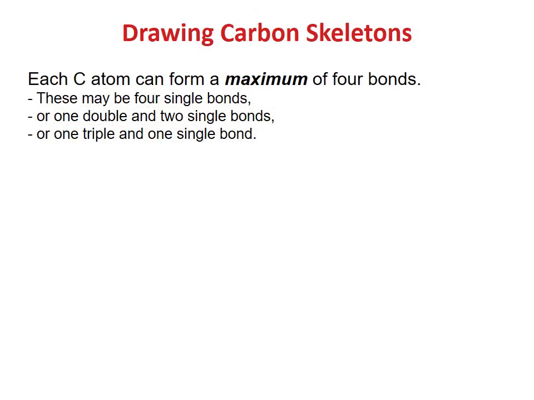When drawing carbon skeletons, you need to be aware that each carbon atom can form a maximum of 4 bonds. This may be 4 single bonds, as shown here, or a double bond and 2 single bonds. So these carbons still have 4 bonds. Or a triple bond with a single bond. So again, this carbon has 4 bonds.